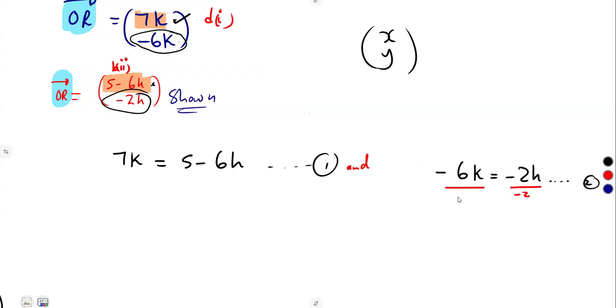Simply divide by -2 on this equation. So h is equal to what? Negative, negative cancels. So 6 divided by 2, that's 3. So that's 3k. So we can use this to find the value of k. As we can see, h is the subject. So using the substitution method.